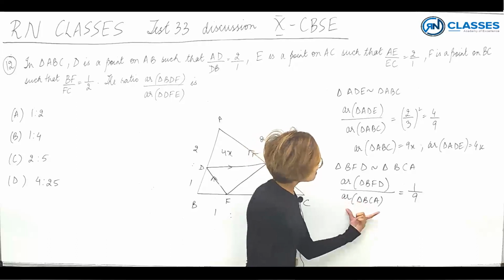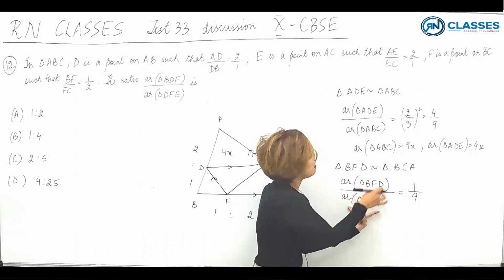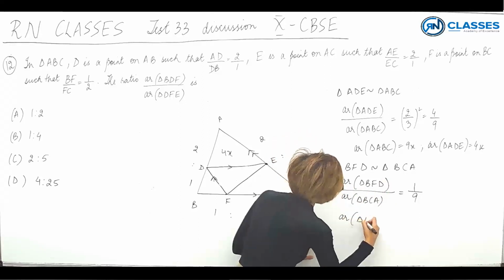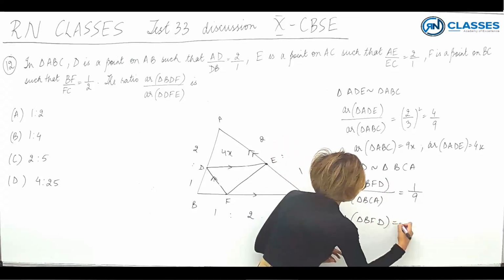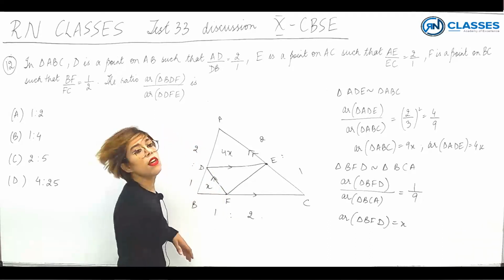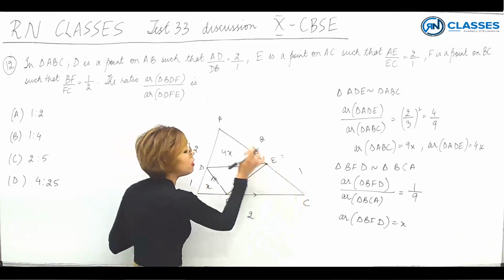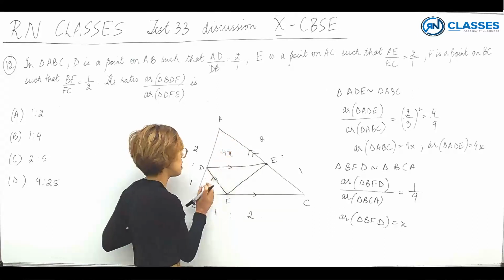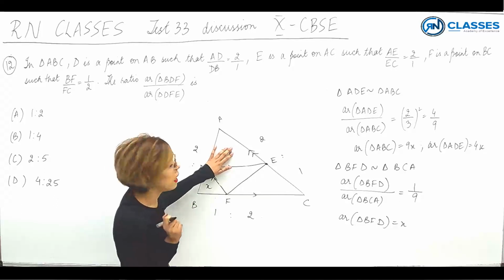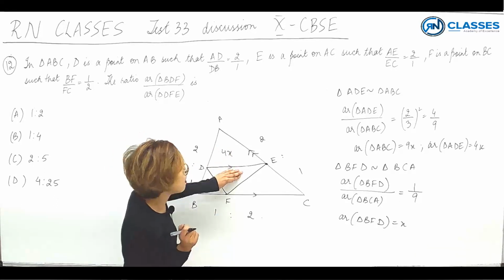Now, I have already considered area of triangle ABC as 9x. So, that means area of triangle BFD is x. Right? So, this area is x. Now, mind it, entire triangle area is 9x. This is 4x, this is x. That means 5x ho gaya. Remaining portion is 4x. Right? Out of that, I only need this one.